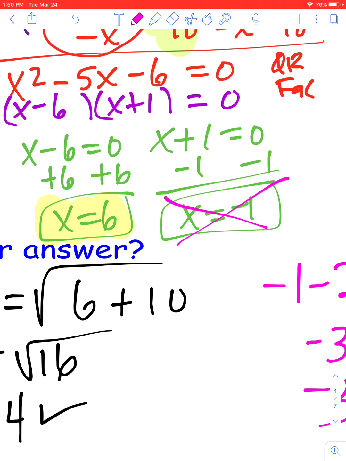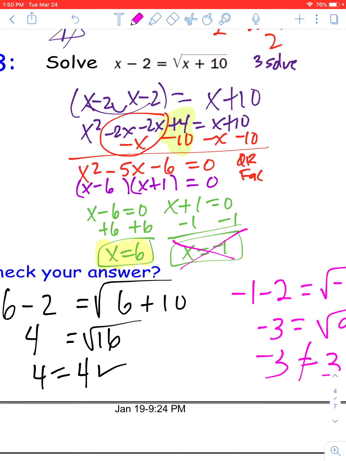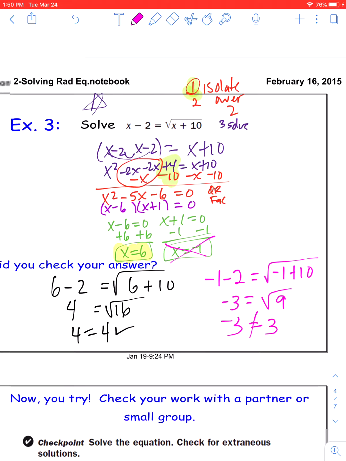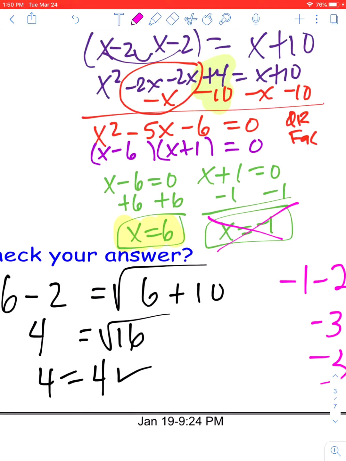So friends, this problem only had one answer. And when kids ask me how I'm going to know, you don't. I don't care if you're an Algebra 2 kid. I don't care if you're an honors kid. You have to check your answer. If there was a shorter way to do it, I promise I would teach it. So the final answer to this problem is just x equals 6.